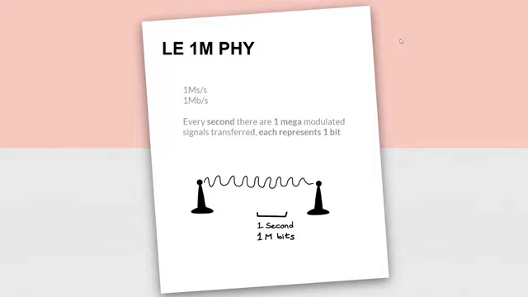So 1M PHY continues to be available to use in Bluetooth 5, and its support is actually mandatory. This is, of course, in order to preserve backwards compatibility. So devices that implement Bluetooth 5 can still communicate with devices that implement Bluetooth 4.2.